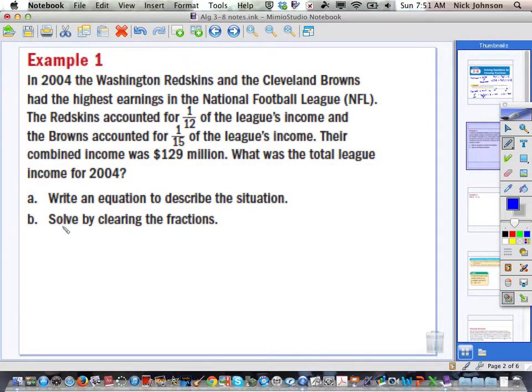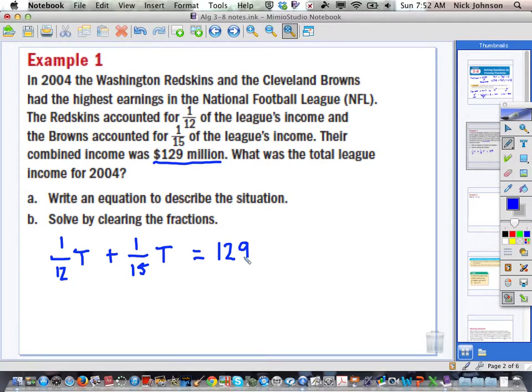Well, the Redskins had 1/12 of the total, so 1/12 of the total plus 1/15, the Browns' total income, equaled $129 million. Everybody see how I got that? 1/12 of the total plus 1/15 of the total equals $129 million.